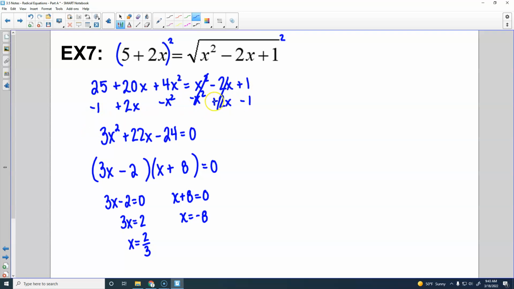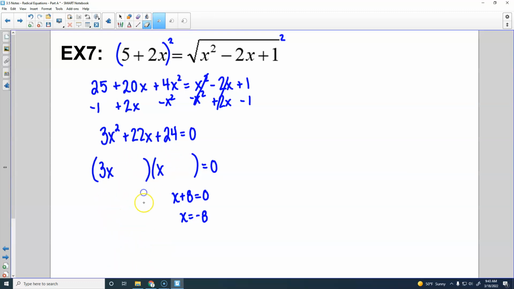3x squared. Oh, it is positive. Being positive ruins my plan, though. It's not going to factor if I've got a positive, is it? Can it? Ugh. 6 and 4. 6 here, 4 here. Okay. Ignore what I had done before.